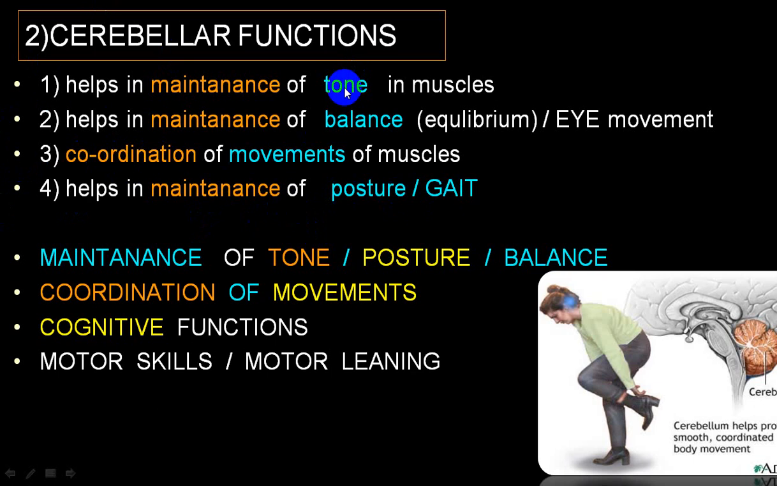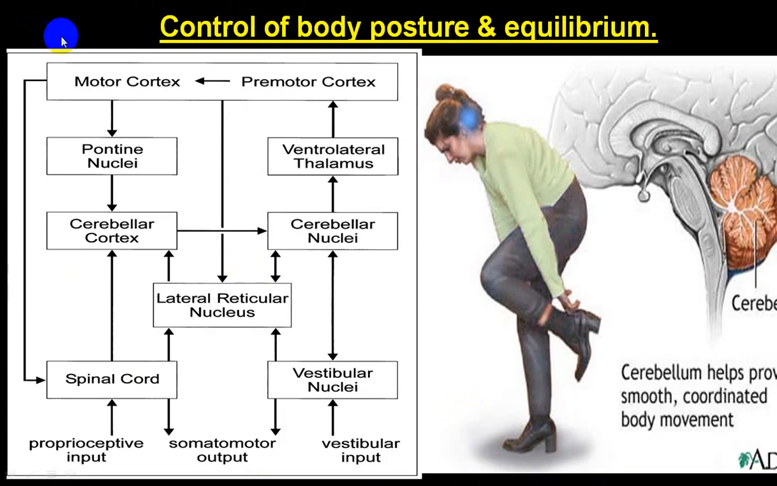So indirectly it takes part in maintenance of tone, it takes part in coordination, and it takes part in maintenance of balance and equilibrium during posture as well as gait. So maintenance of tone, posture and balance, coordination of movement, cognitive function, skillful motor movement and motor learning, those are done by the cerebellum. And these are all the different ways in which it gets connected.